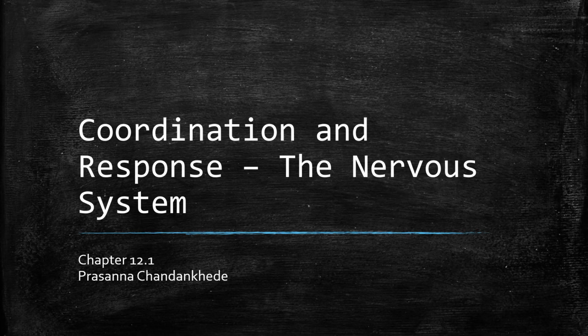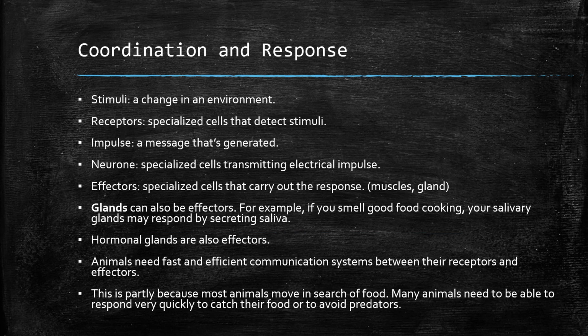Today we'll be looking at coordination and response 12.1, the nervous system. We'll be looking at this chapter in parts because the chapter is quite long, and let's get started. Coordination and response. Before we get started, there are some key things that we must know.